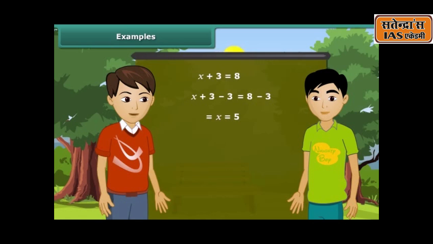But why should we subtract 3 and not some other number? It is because subtracting 3 reduces the LHS to x. Are you sure that this answer is true? We can check this by placing the answer in place of x. If the left-hand side is equal to the right-hand side, then the answer is correct. We can see that here LHS is equal to RHS. Hence, our answer is correct.